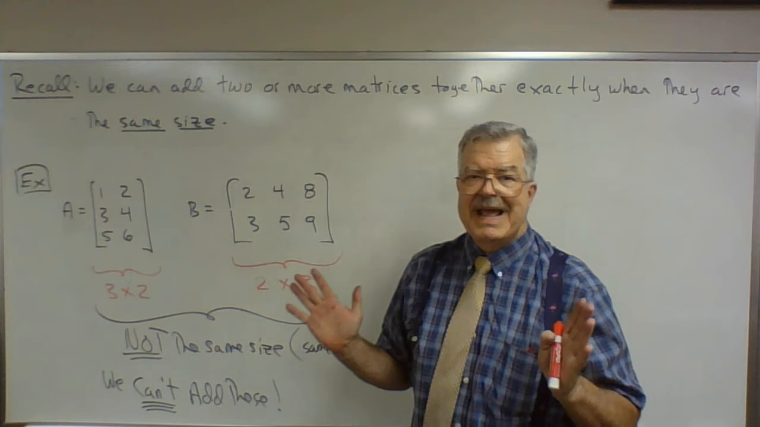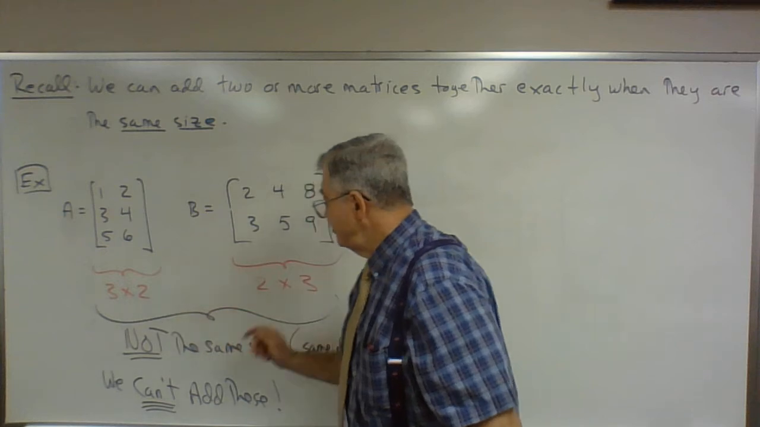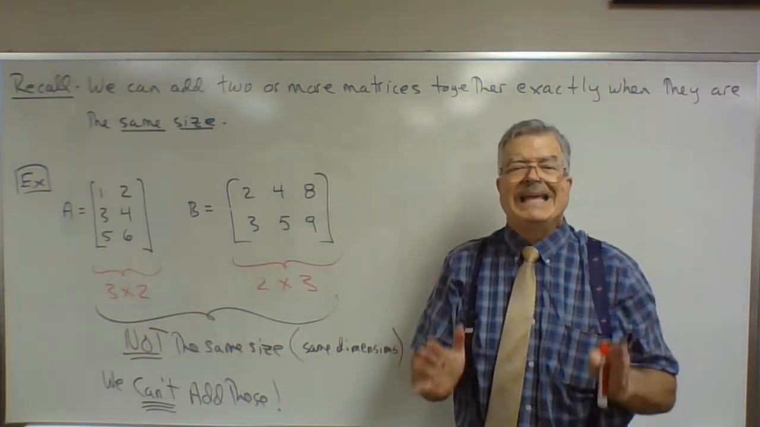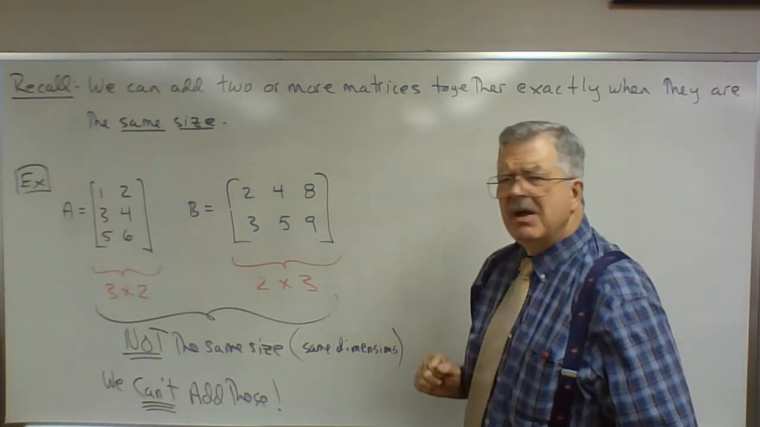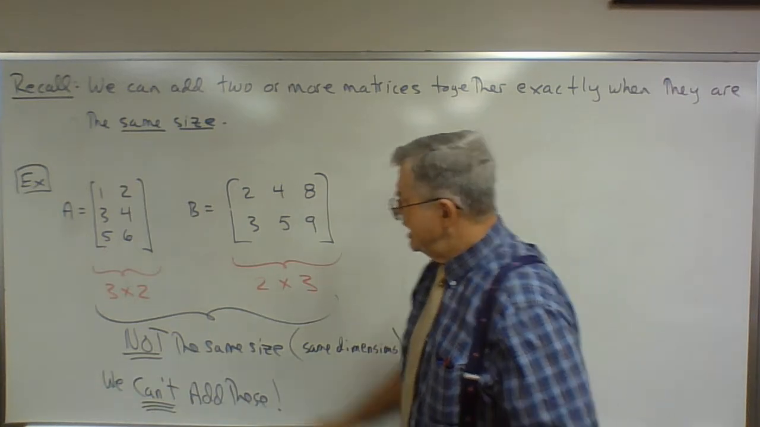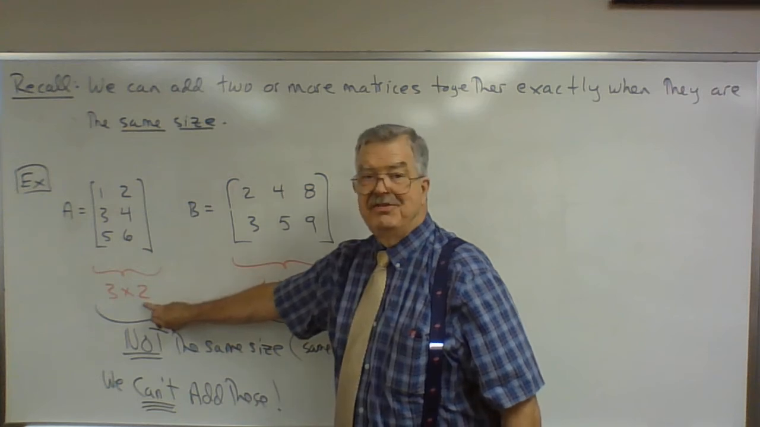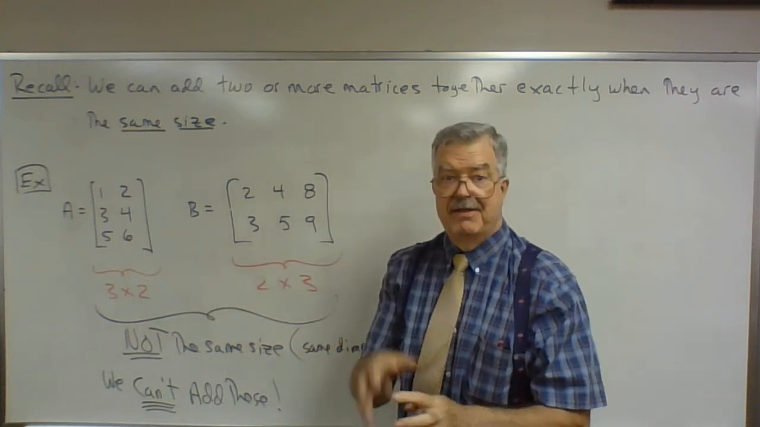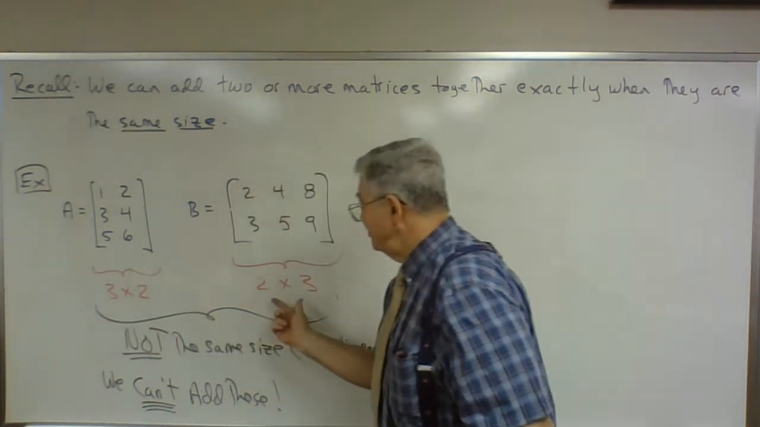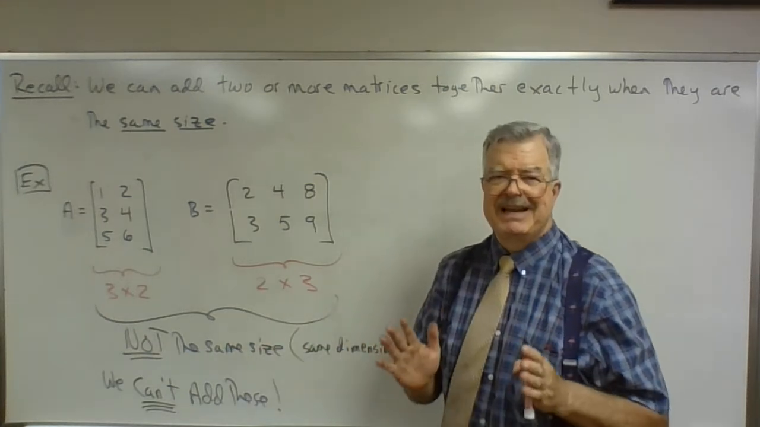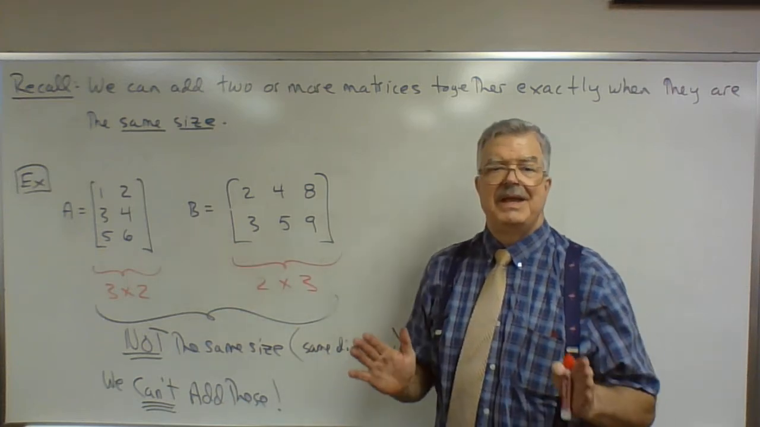But oddly enough, we can't add them together because the sizes are different. 3 by 2 is different than 2 by 3. We can't add them together. So if you are looking at this and saying, wait a minute, why can't we add them together? This number is the same as that number. If this number is the same as that number, we can multiply them together. But unless the size of each is the same, we can't add them together. So these two things we can't add together.